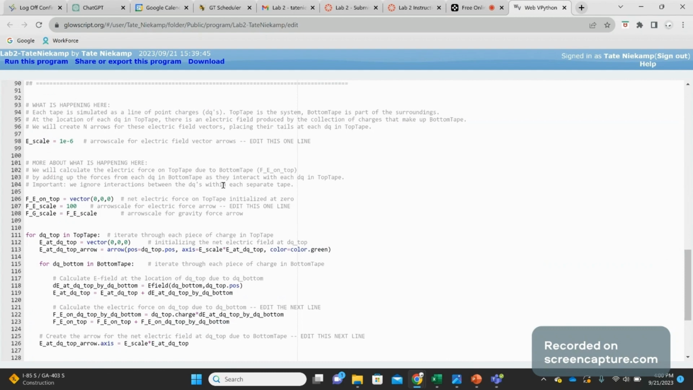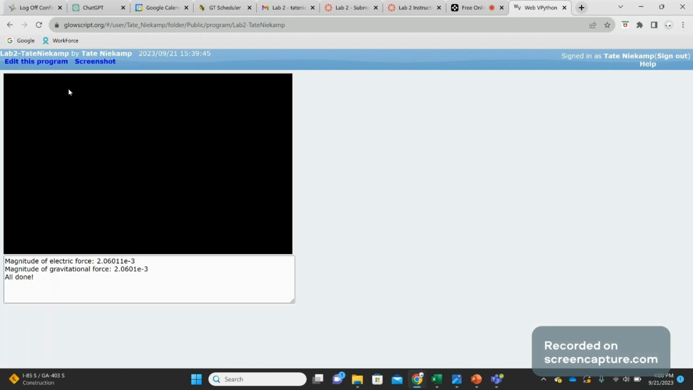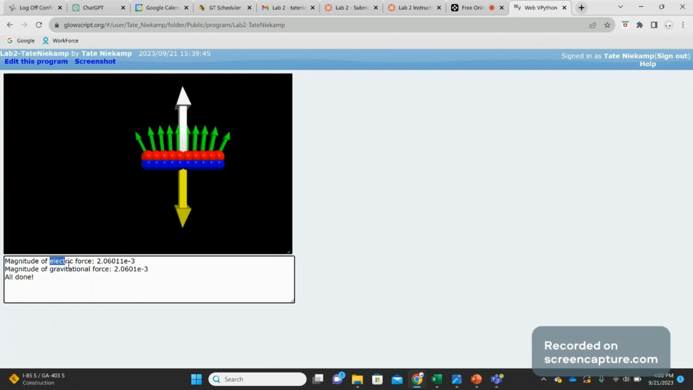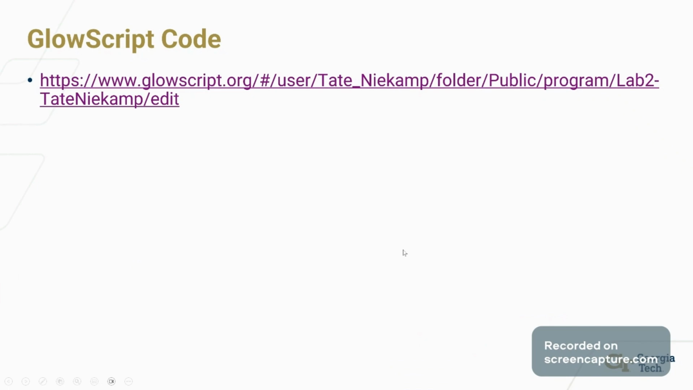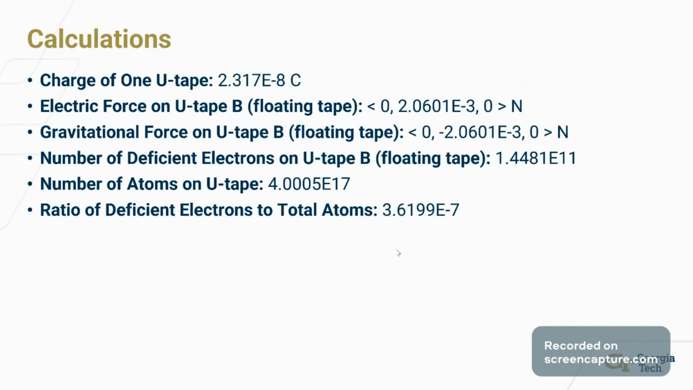Going down, when you run this program, you can see that the magnitude of the electric force is the same as the magnitude of the gravitational force. The electric force is the white arrow. The magnitude of the gravitational force is the yellow arrow. So they're equal in magnitude but opposite in direction, because the tape has net force 0 on it. So there's that 2.317 times 10 to the negative 8th charge. There are the two forces acting on the tape, the electric force and the gravitational force.